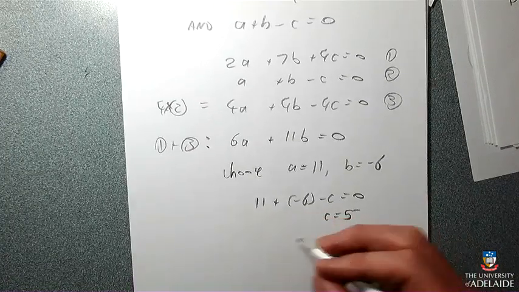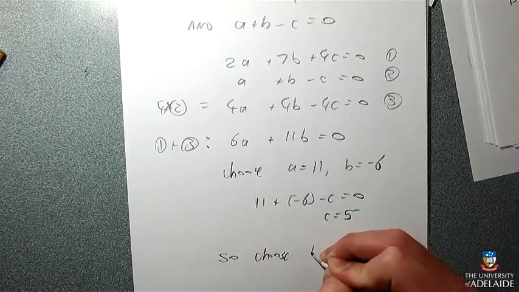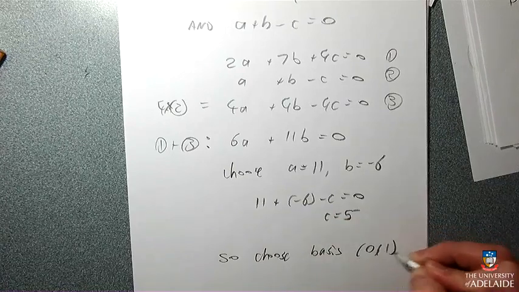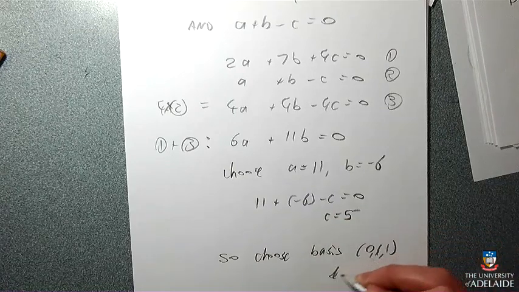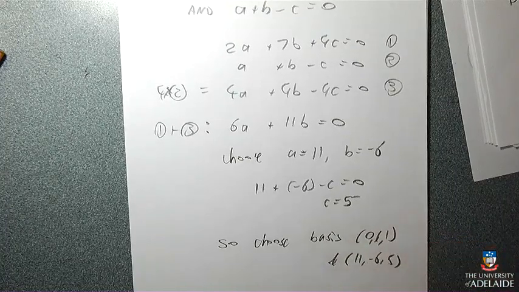All right, so this is my basis: 0, 1, 1, and 11, minus 6, 5. Sweet. Now I have a basis that works. This is not the Gram-Schmidt process. This was me just trying to use the information I had to figure out the thing I needed.